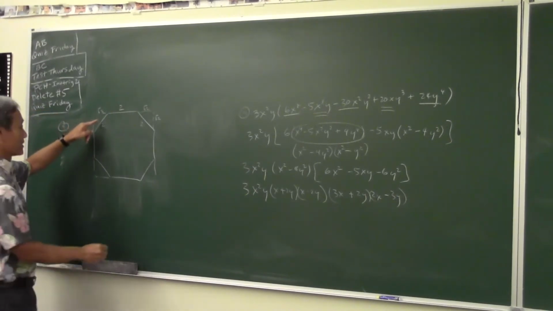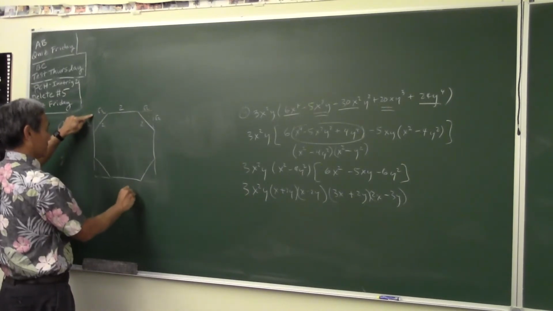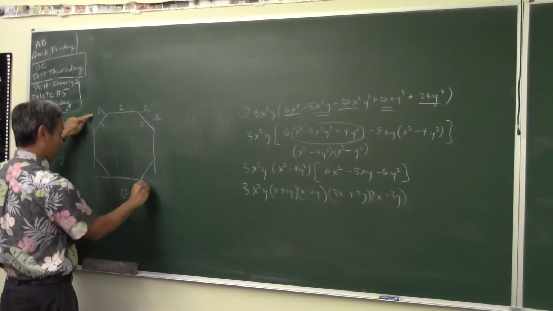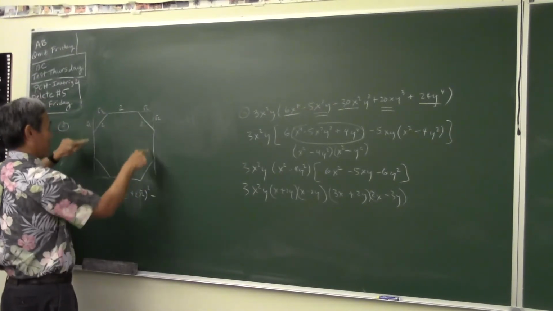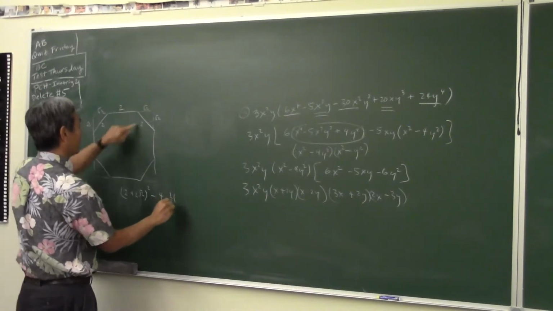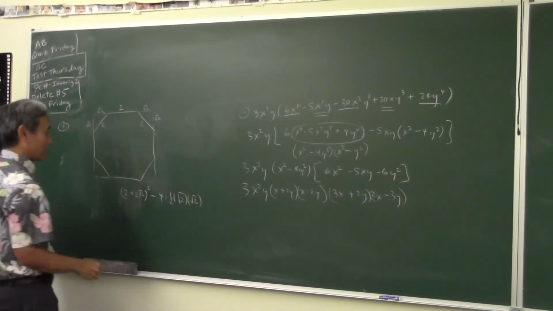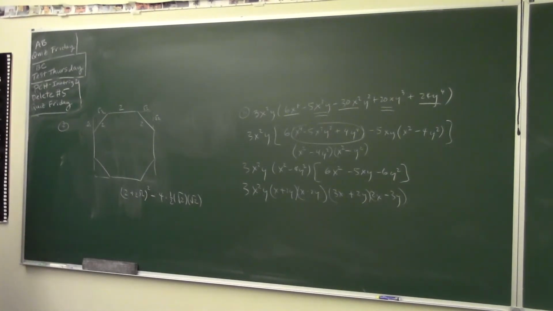So the area of the square would be, what is the length of the side of the square? 2 plus 2 root 2, squared. And then you subtract the 4 triangles. And the area of a triangle is 1/2 base times height. Radical 2 times radical 2. So that's how you would find the area of a regular octagon.